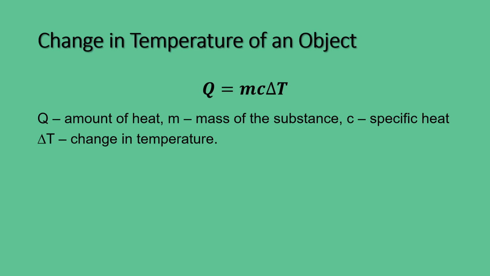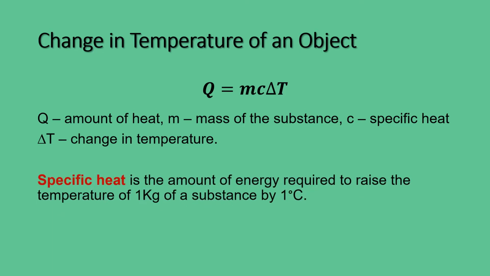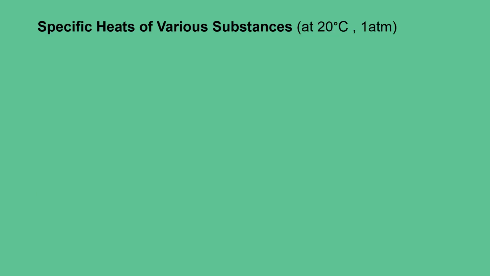But what is specific heat? Specific heat is the amount of energy required to raise the temperature of 1 kilogram of a substance by 1 degree Celsius. Since specific heat is a factor to solve for the amount of heat absorbed by the substance needed to raise its temperature, it is very important that we know the specific heat of the substance. So this is the list of specific heats of various substances.